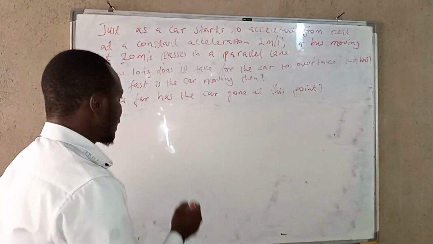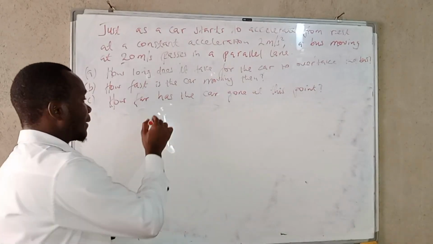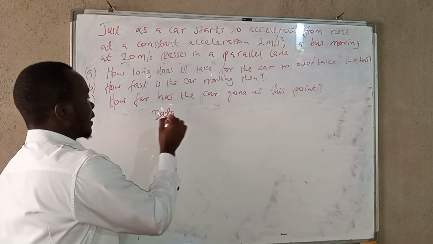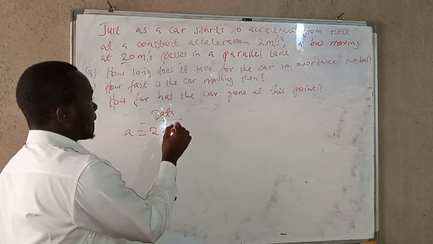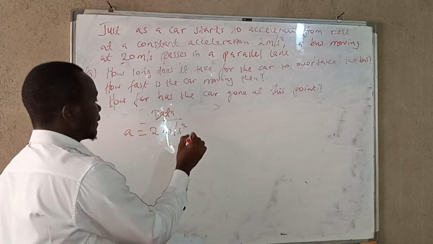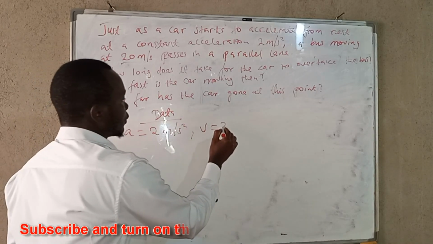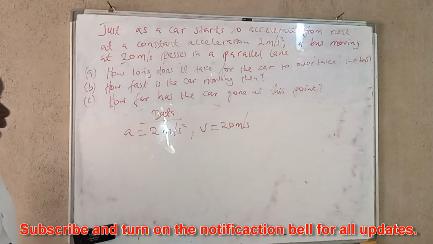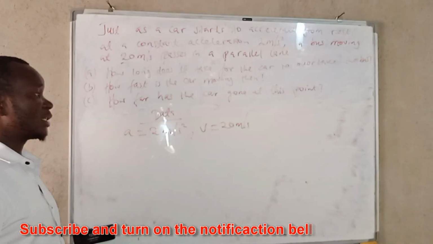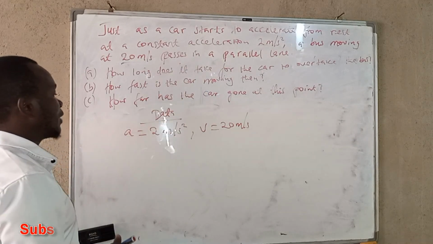First, let us come up with the data. We have the data. a is 2 meters per second squared. Then v is equal to 20 meters per second. Now let us come up with the equations of motion for each object.